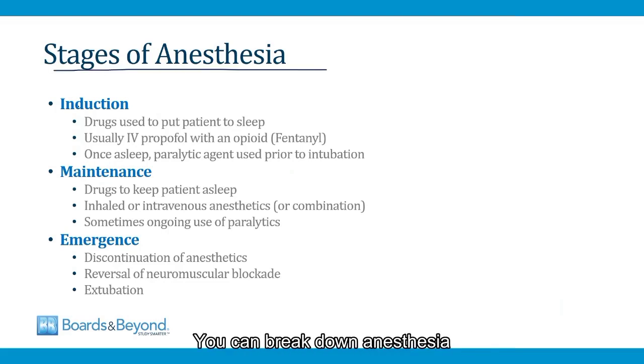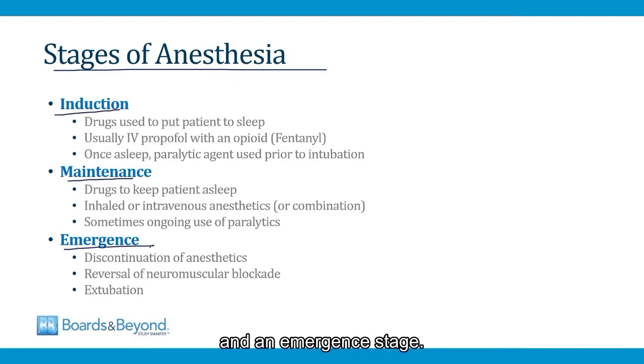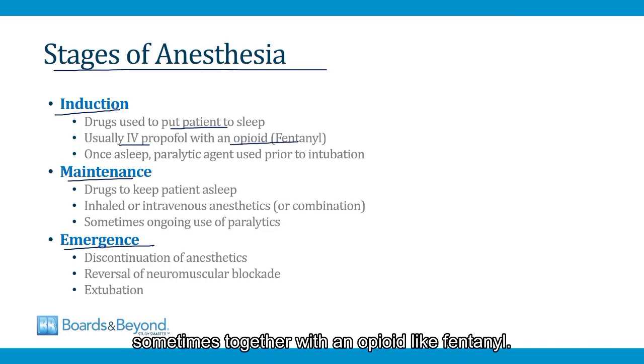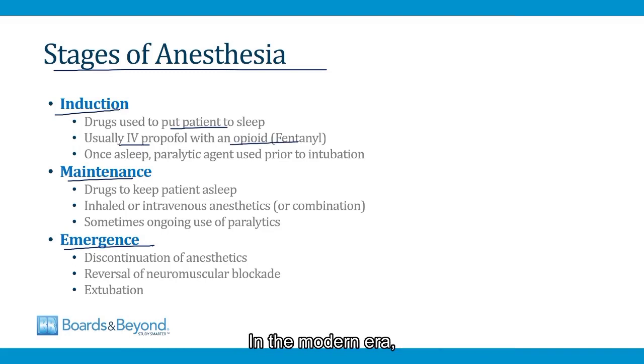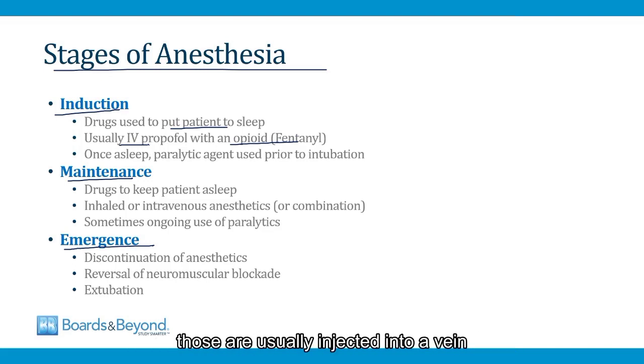You can break down anesthesia into an induction stage, a maintenance stage, and an emergence stage. In the induction stage, we use drugs to put the patient to sleep. Usually these are intravenous drugs like propofol, sometimes together with an opioid like fentanyl. In the modern era, inhaled drugs are very rarely ever used to induce anesthesia. They used to be used decades ago, but now that we have effective intravenous drugs, those are usually injected into a vein to quickly put the patient to sleep.